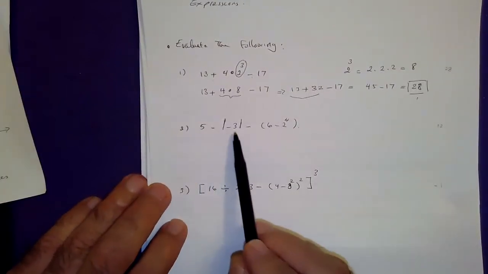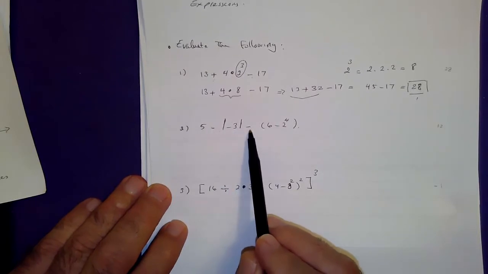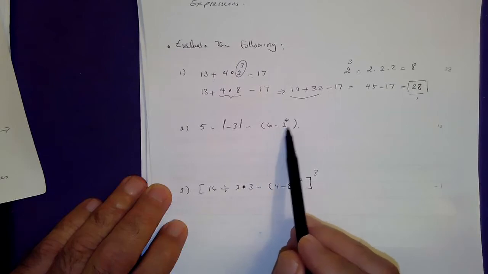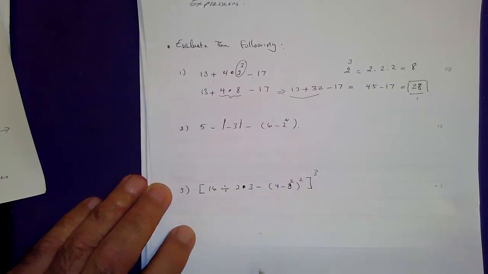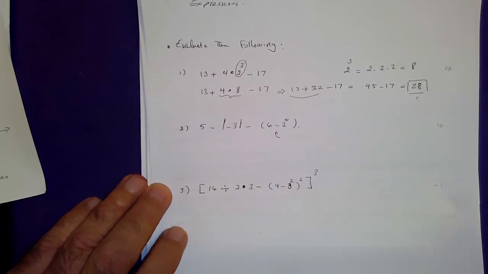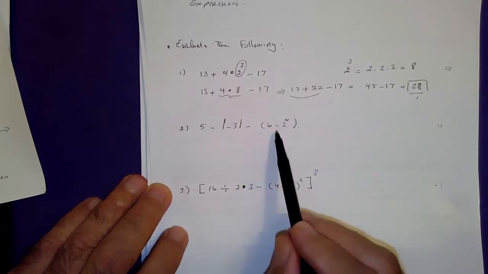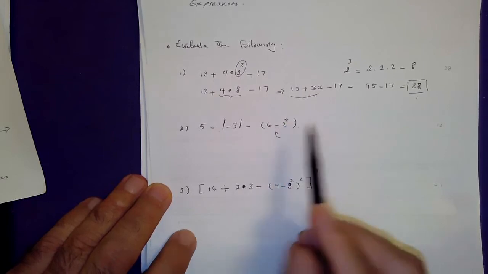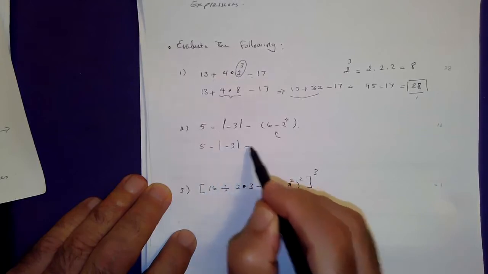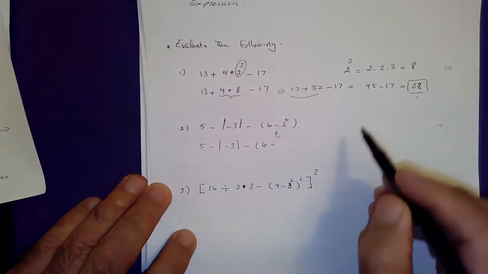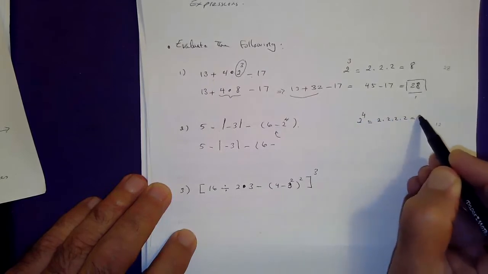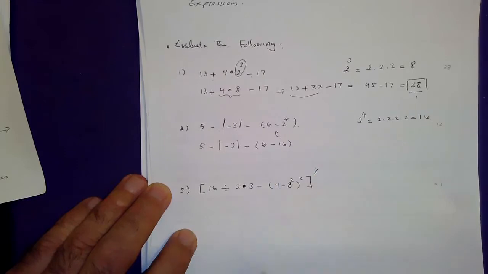Problem number 2 is 5 minus absolute value of negative 3 minus 6, quantity 6 minus 2 to the power of 4. According to order of operations, I got to do what's inside the parentheses first. But inside the parentheses, I have a subtraction and exponent. So I got to do the exponent first, correct? So 6 minus 2 to the power of 4, where 2 times itself 4 times is 16.